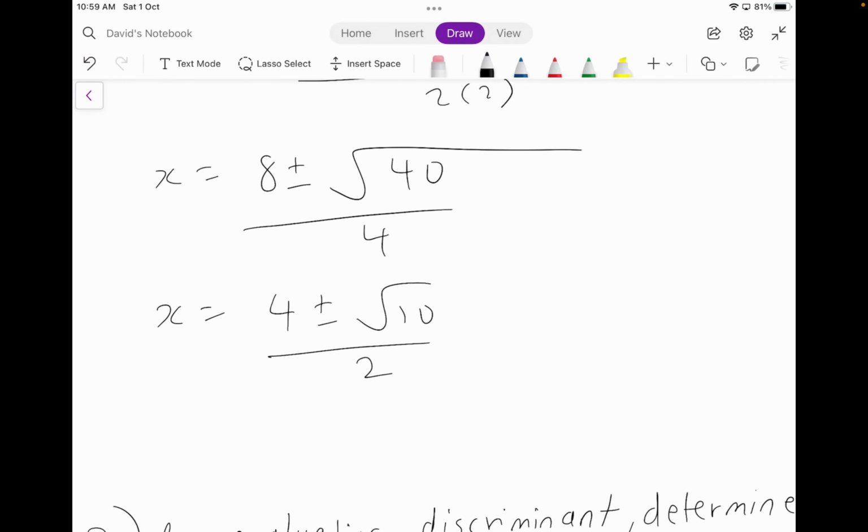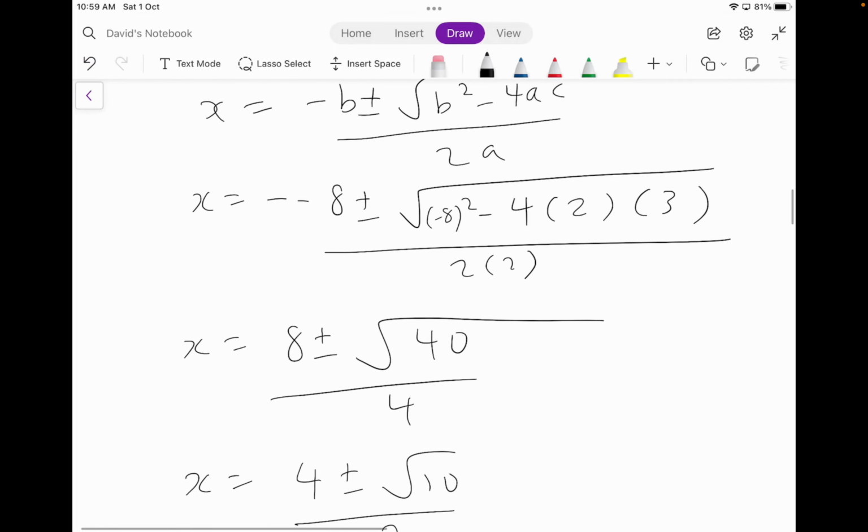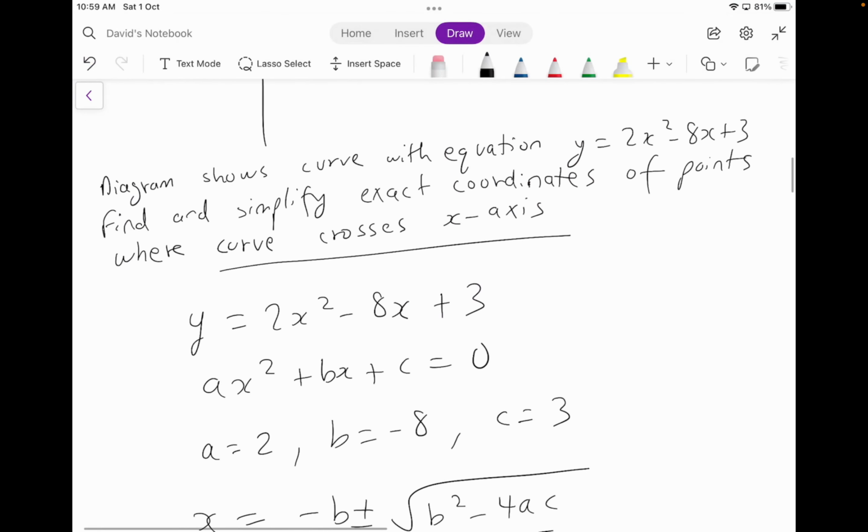Like I said, it's going to be 4 plus or minus the square root of 10. It's going to give us two values, both negative. Now you can simplify, since the question has stated to simplify, right? So we have to find and simplify exact coordinates of the points.